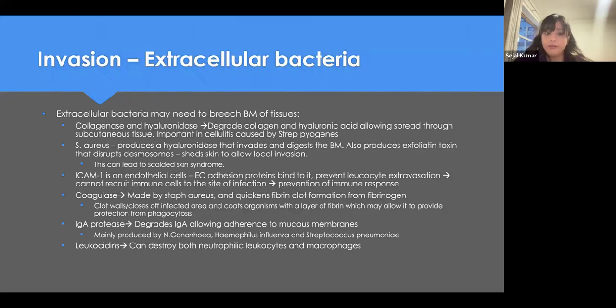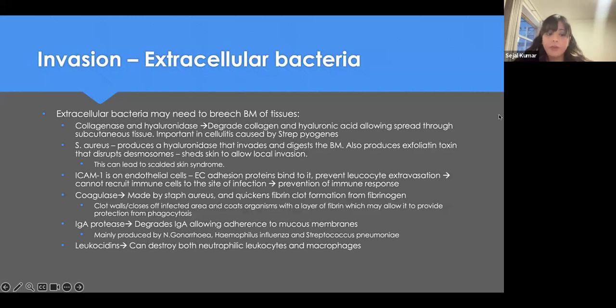Staph aureus produces a hyaluronidase, which invades and digests the basement membrane. It also produces exfoliatin, which disrupts desmosomes, which, if you remember from first year, are really important in the skin layers, keeping skin together. Basically, this can lead to scalded skin syndrome, like a lot of rashes, wrinkly skin sort of falling off, because skin starts shedding because you've disrupted the desmosomes.